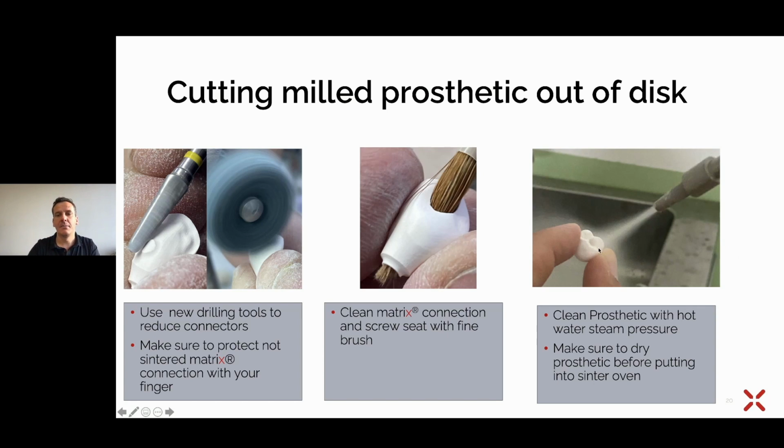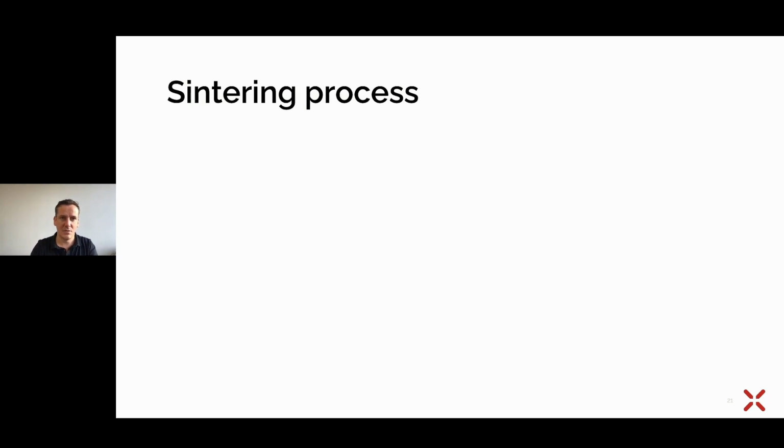And then please let these crowns or prosthetics dry off. Leave them on the side for a while, put them under the red light, just to let them dry off before you go in the sinter oven. This is important, because in the sinter oven we want to have only dry materials, so please give it time, but make sure that the connection is really nicely dried.